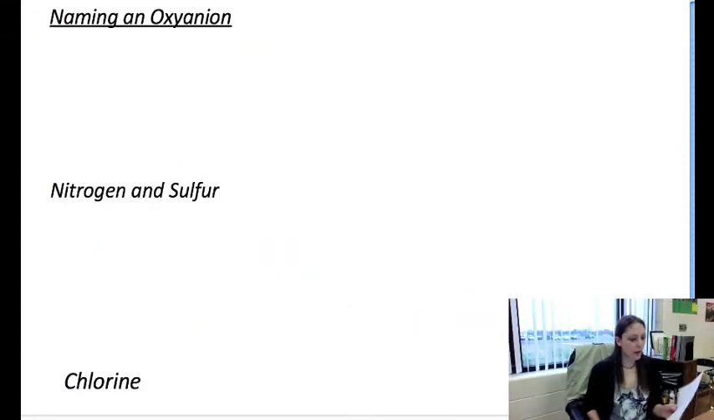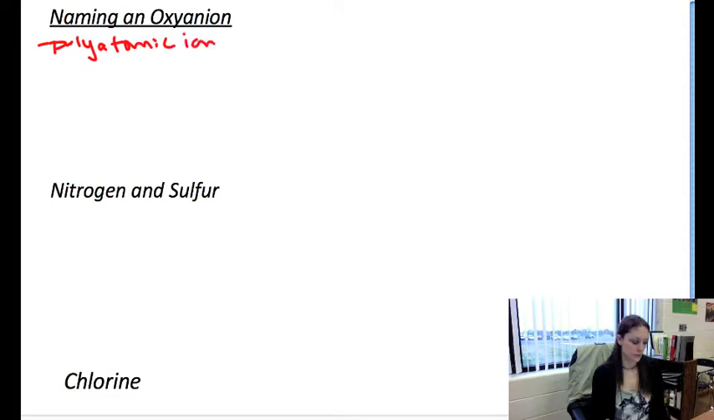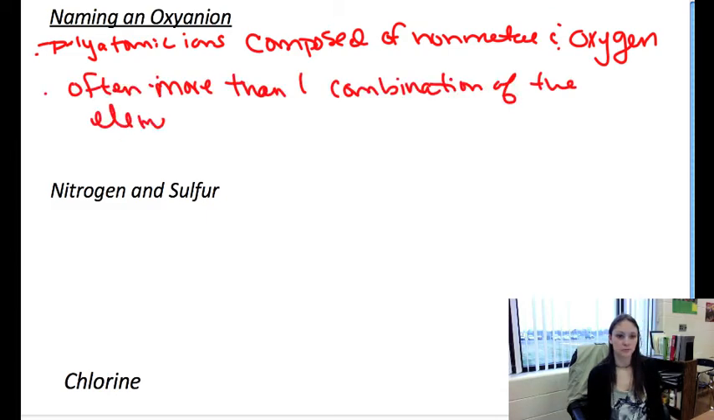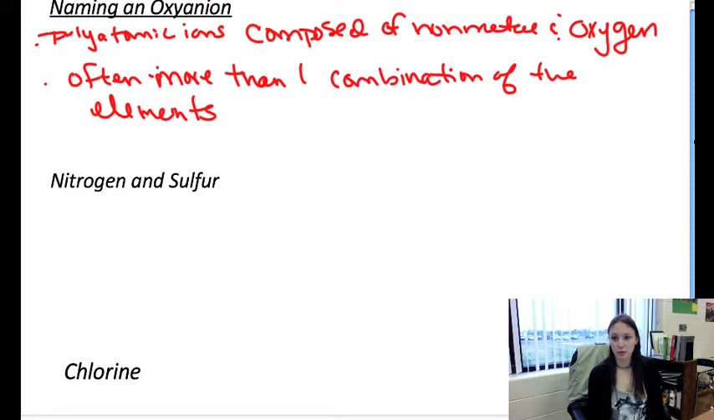Now we're going to look at the polyatomic ion part. If I want to name an oxyanion, oxyanions are just polyatomic ions that are composed of a nonmetal and oxygen. Think oxyanion, oxygen. There's often more than one combination. So let's take nitrogen and sulfur for example here. Since there's often more than one combination of the nonmetal and oxygen, we have to be a little bit more careful when we name these.